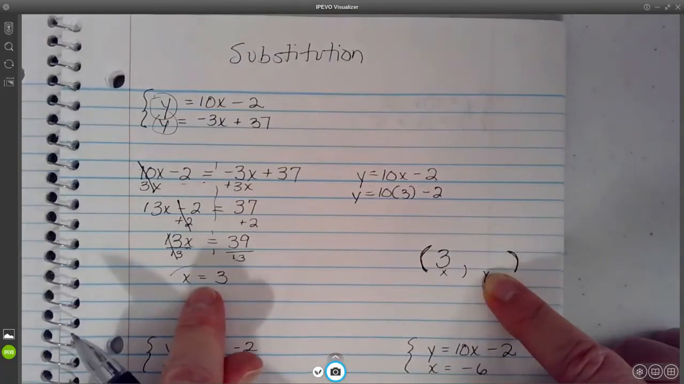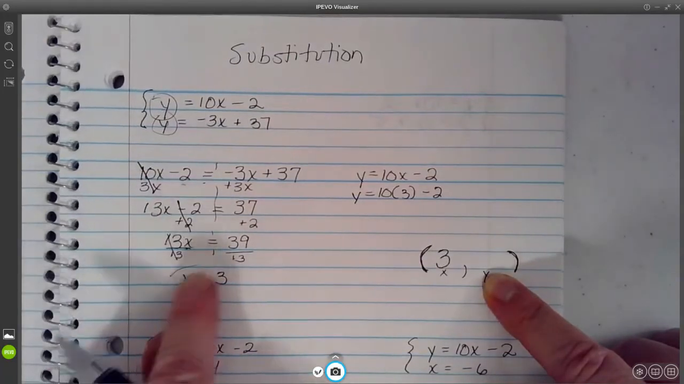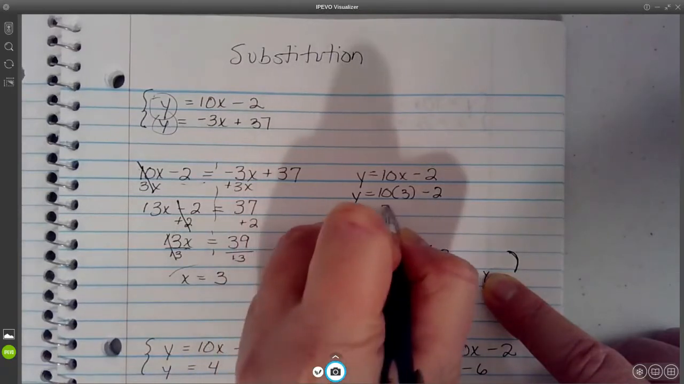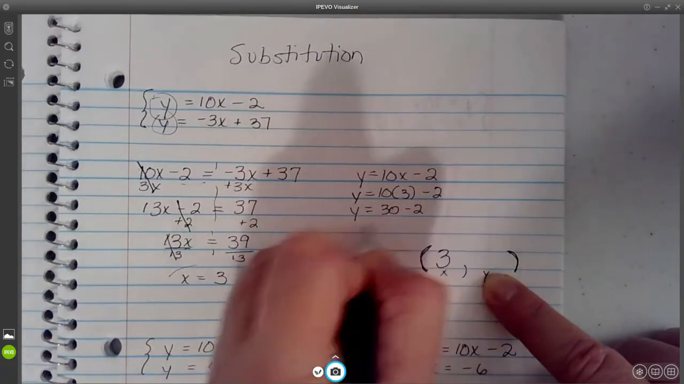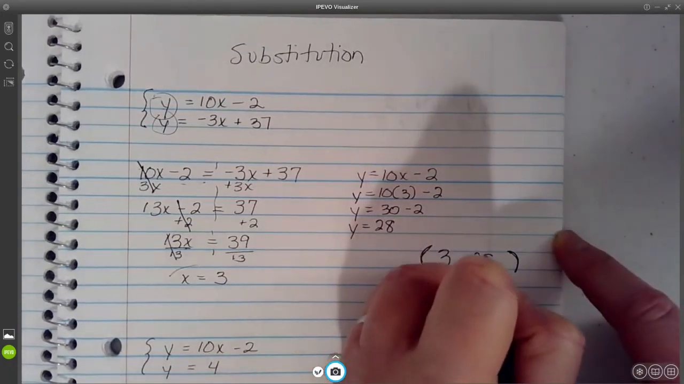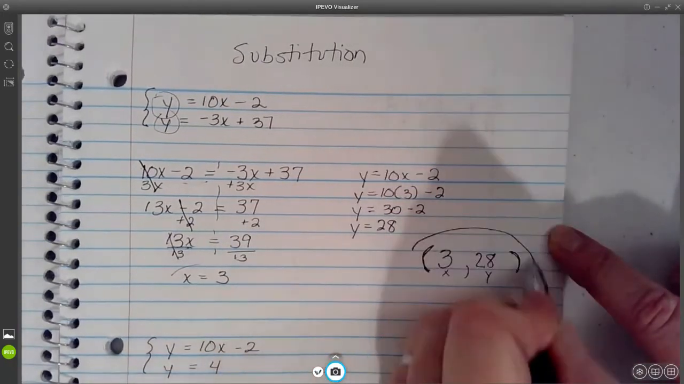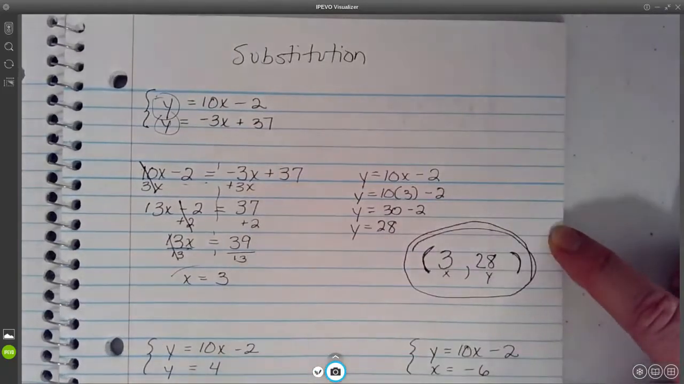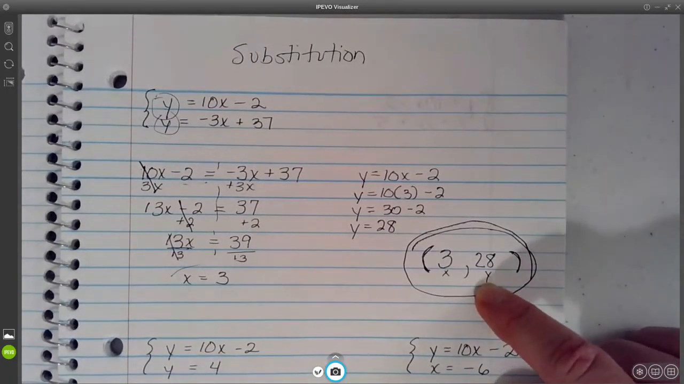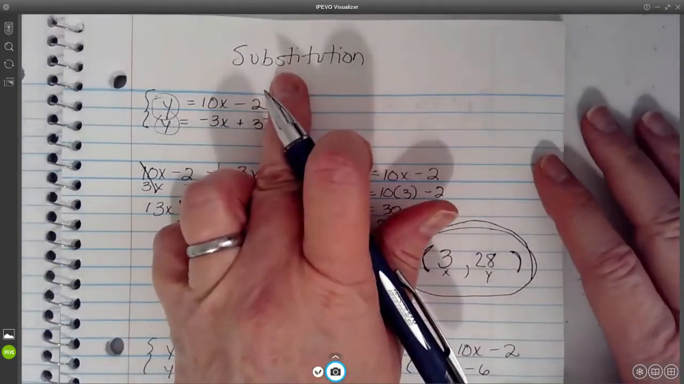I just took this 3 from my first step of work and put it in here in the place of x. Y equals 10 times 3, which is 30, minus 2. Y equals 28. There is my second part of my answer. This is a one solution problem. I have one answer for x and one answer for y. The name of the game was to substitute.